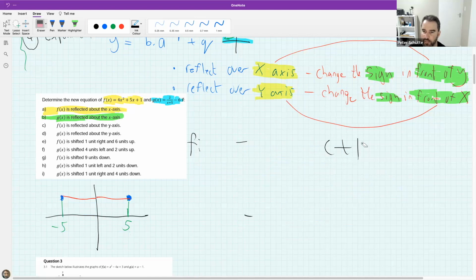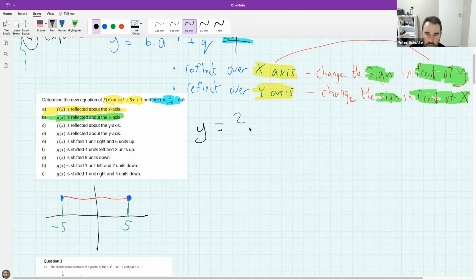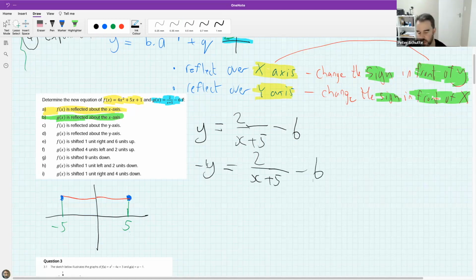So for the next one, we need to have g, the function g, because the question is about g. And so I like to write it in terms of just y. And if I'm reflecting over the x-axis, I must change that to be like that. But now I have to deal with this negative y again. And how do I deal with that? That's what I want my students to try out.